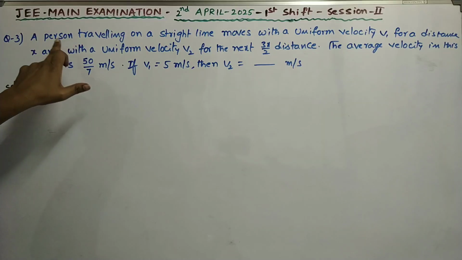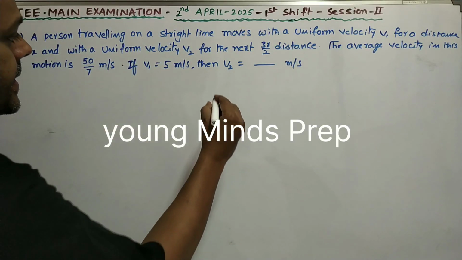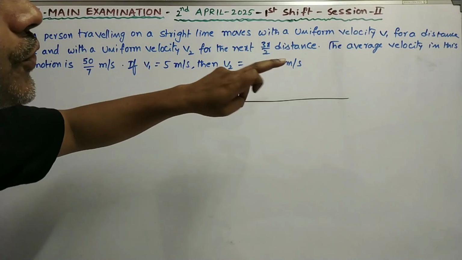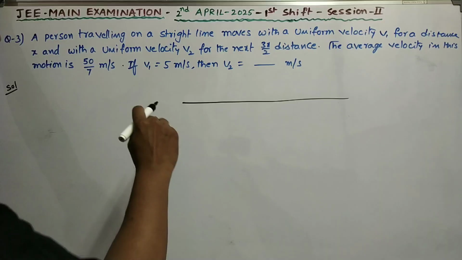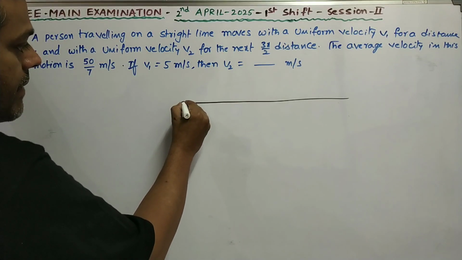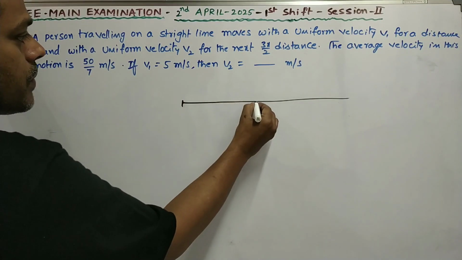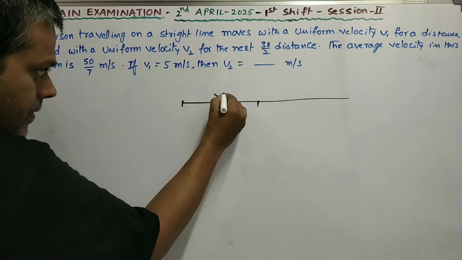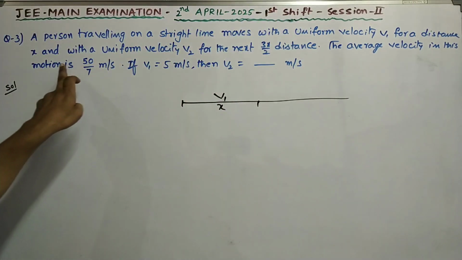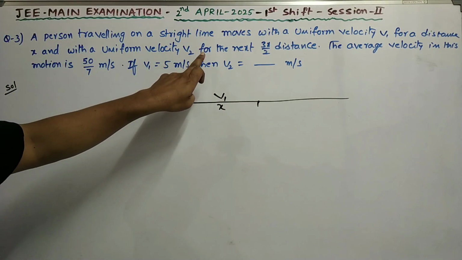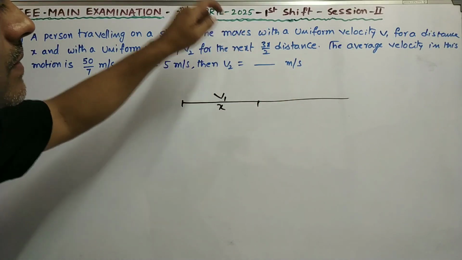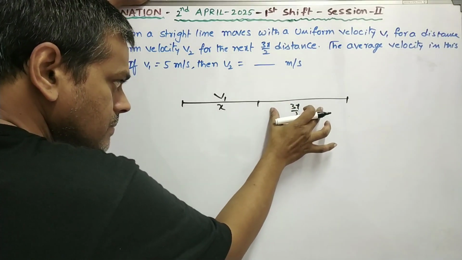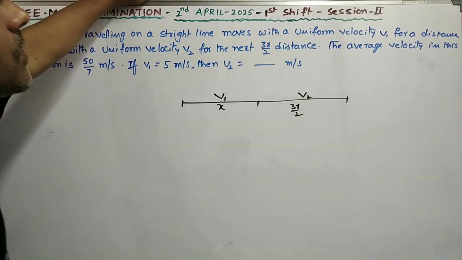The third question: a person traveling on a straight line moves with a uniform velocity V1 for a distance x. So the whole length of the path traveled is separated into two parts. The first part, distance x, is covered with velocity V1. For the next 3x by 2 distance, the person moves with uniform velocity V2.